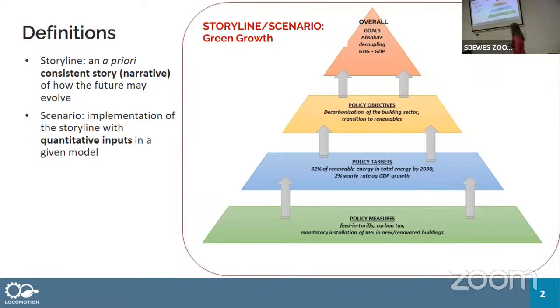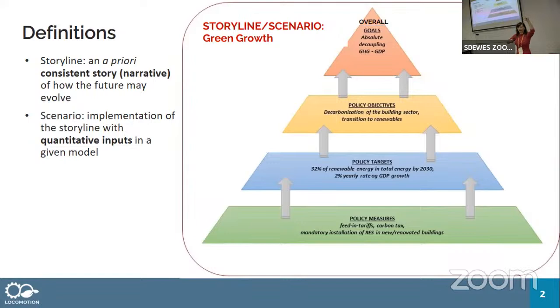So here, in order to grasp the definitions, we have presented an example of the green growth storyline. Each storyline must have an overall goal. For example, the overall goal which leads the story behind the green growth scenario is to achieve absolute decoupling of greenhouse gas emissions and GDP growth. Then this overall goal, going down the pyramid, should be reflected in policy objectives, which will be imposed on society. And those policy objectives, in order to achieve absolute decoupling, would be, for example, decarbonization of various sectors of the economy.